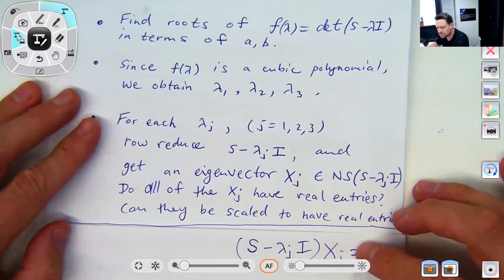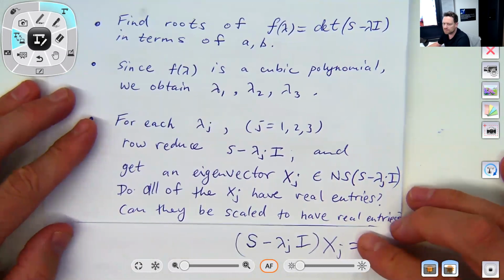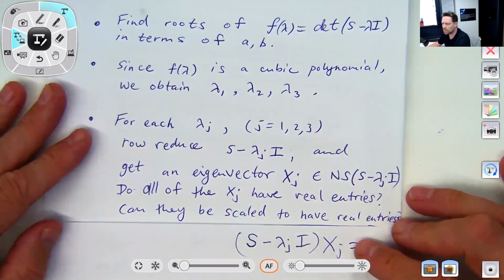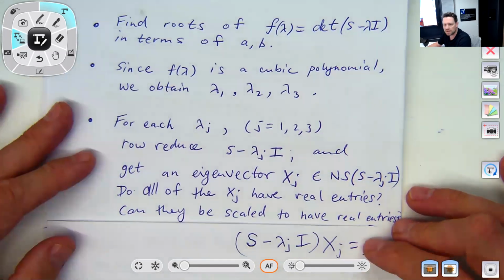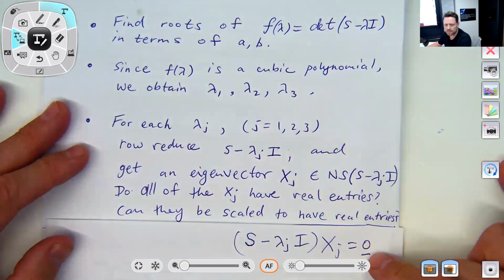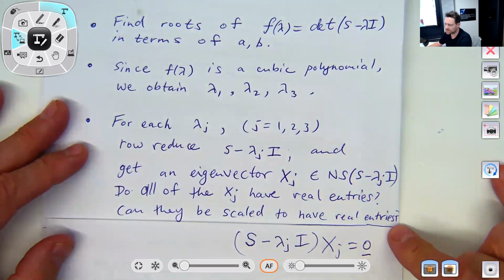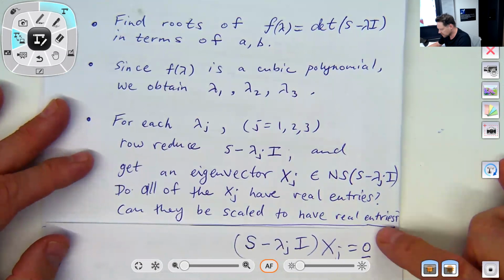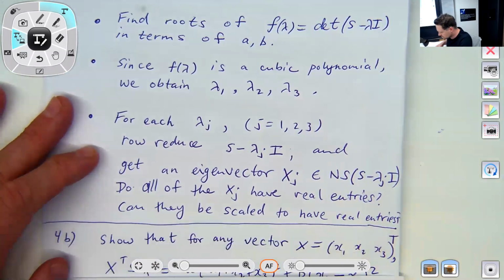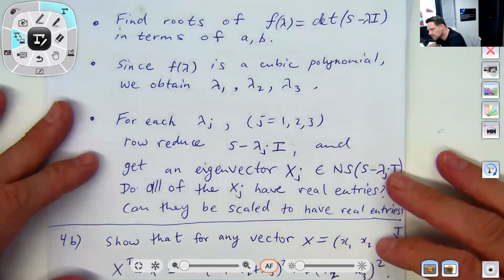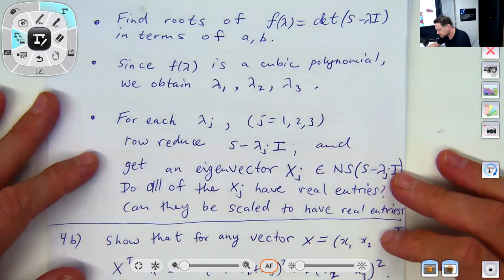Now your question to answer: do all of the x j that you get, remember you have 3 of them, have real entries? And if they don't have real entries, can they be scaled so that they do have real entries? Good. Any questions about that, guys? No? Okay, I can see you nodding your head.